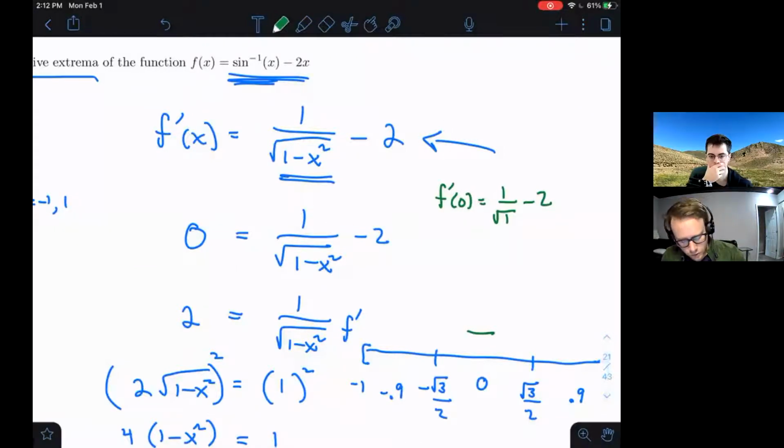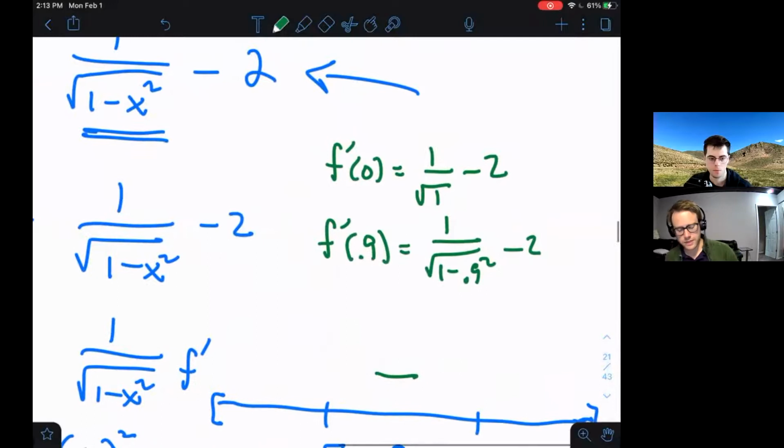Okay, what about if you choose something like 0.9? Well, this is a little bit more complicated, but again, we have a calculator. So if I choose 0.9 and plug this in, I get 1 divided by... and so I don't have to switch back and forth between my screens, maybe Luis, can you help me out with this? So if I do 1 minus 0.9 squared, I take the square root of that, and I subtract away 2.